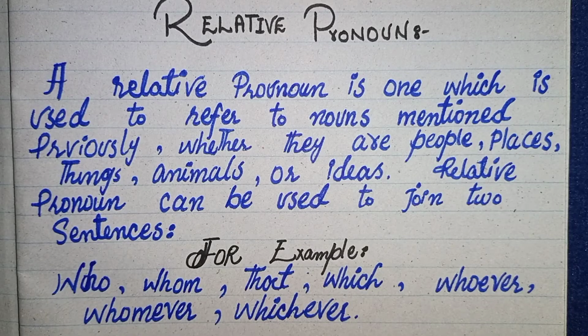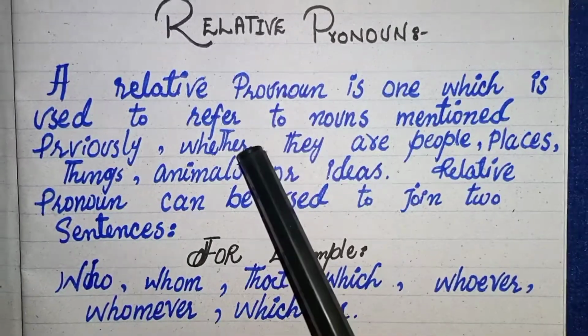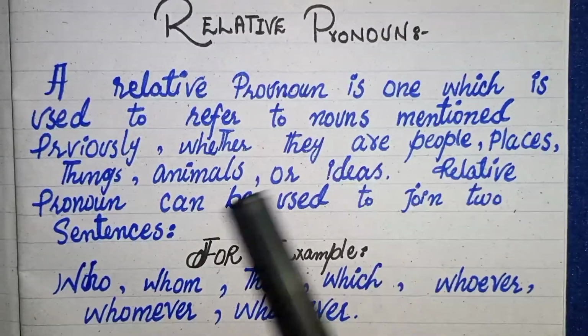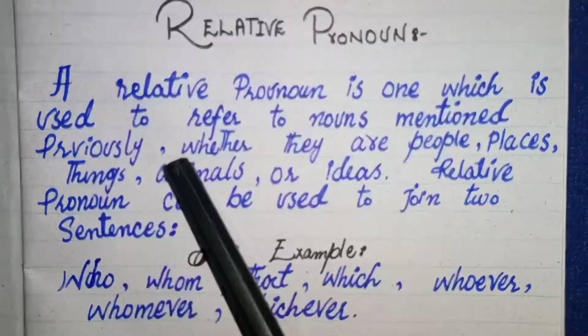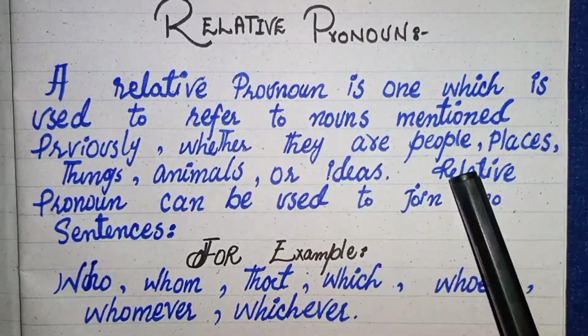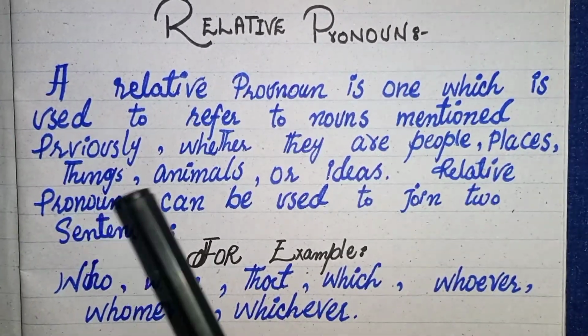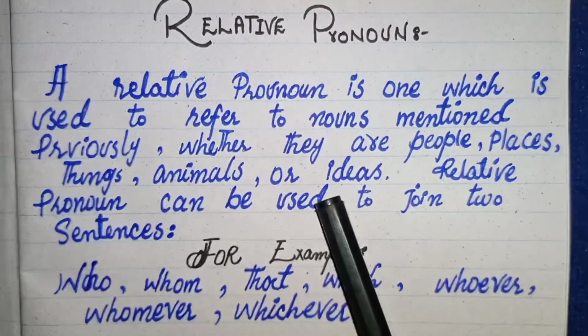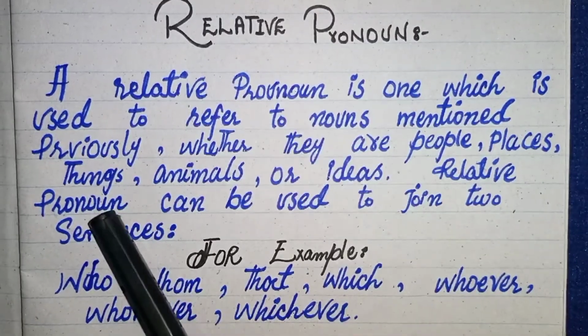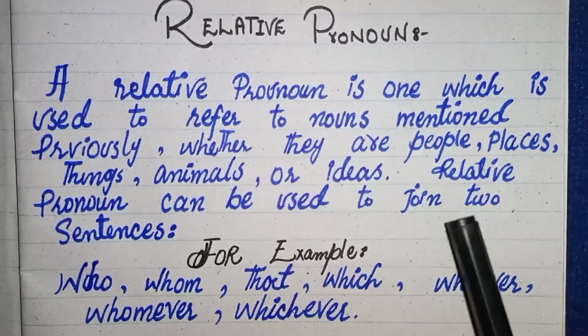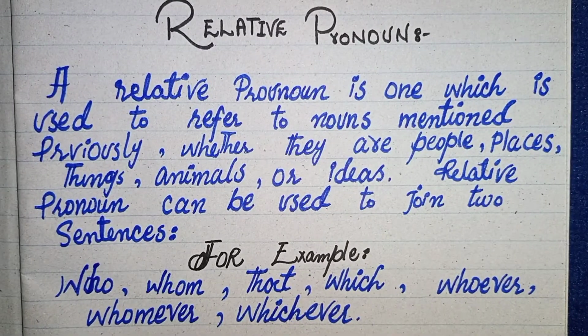Now, the relative pronoun. A relative pronoun is one which is used to refer to nouns mentioned previously, whether they are people, places, things, animals, or ideas. A relative pronoun can be used to join two sentences.